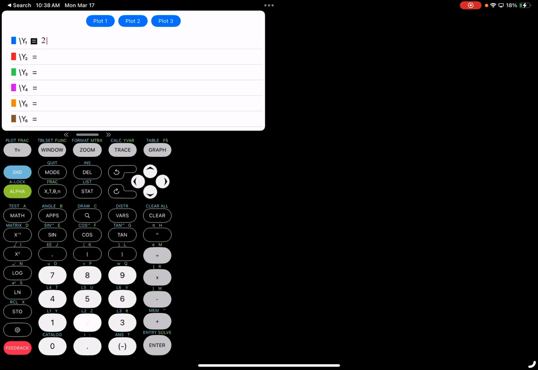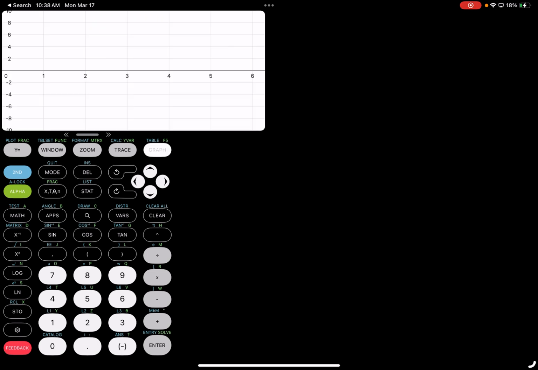2 minus 4 sine 2x minus 1. What was the original? X squared minus 3 plus sine of 2x minus 1. All right, I want to pay attention to the blue one for now.